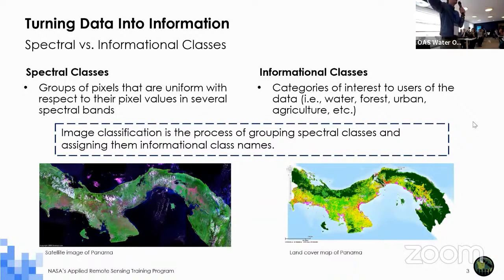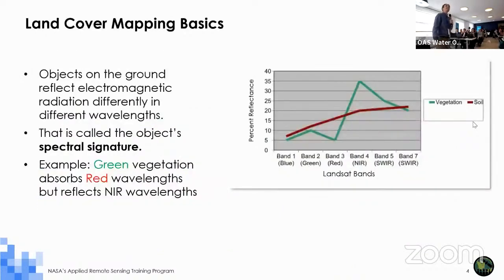And that's really the goal of the image classification, is that process of grouping those different spectral classes and then assigning them to an informational class. So next slide. And this is kind of what it looks like when you start mapping them out based on the different bands. In this case, we're looking at the visible, the blue, the green, and the red, but then also the near infrared, shortwave infrared, and these are actually two different bands of shortwave infrared. And we can see the different curves of vegetation versus soil. And that's one of the ways that you can start distinguishing between different land cover classes very quickly.